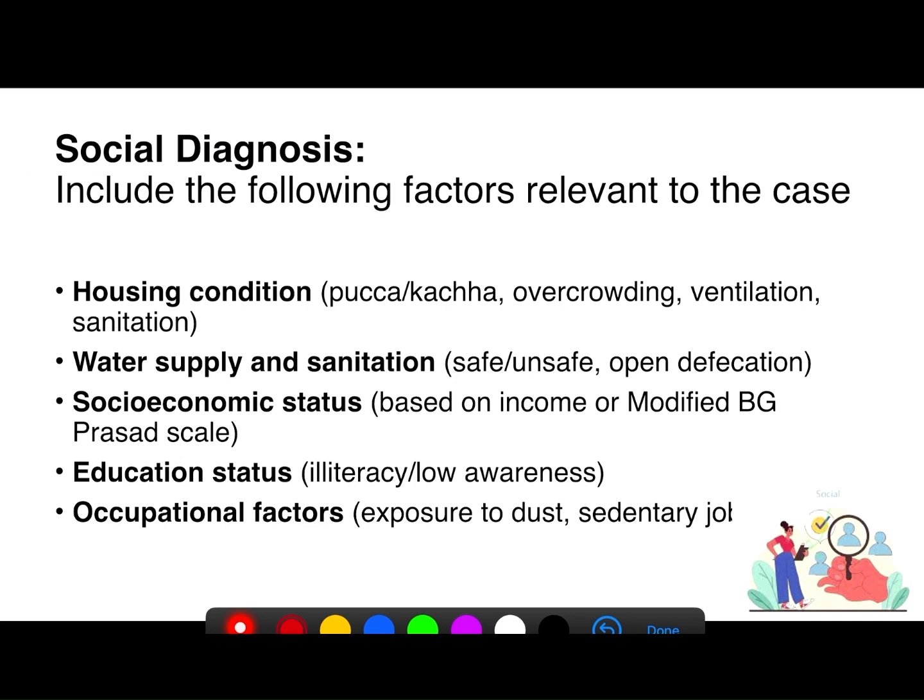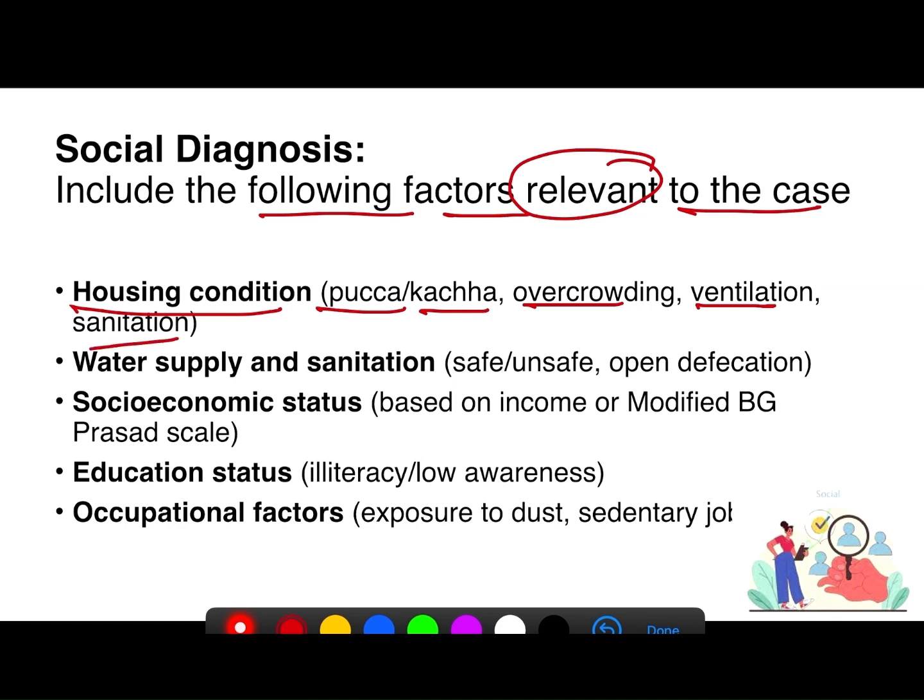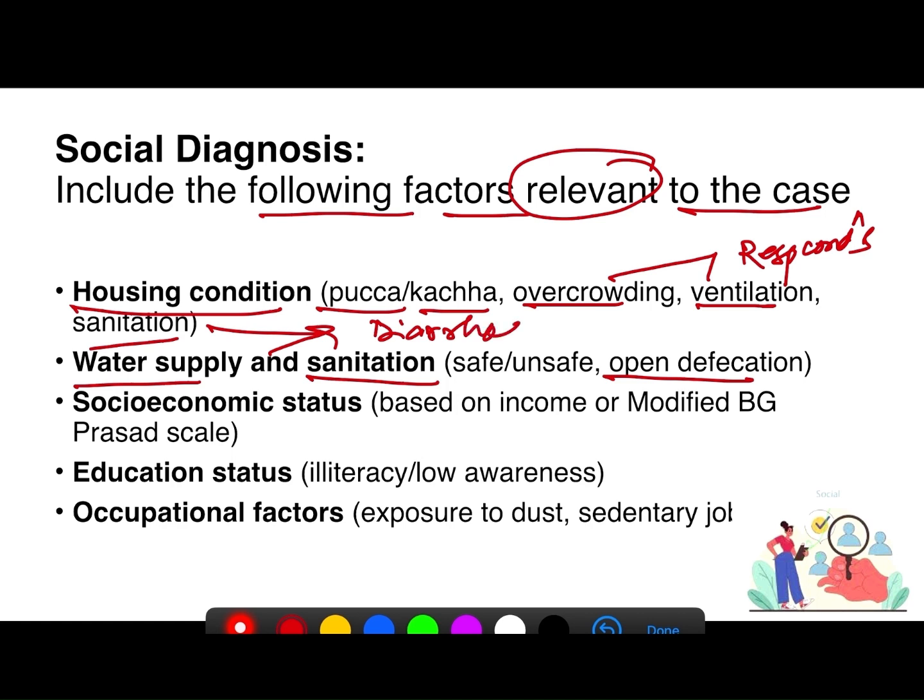So in the social diagnosis, we can include the following factors which are relevant to our case. Housing condition, that is whether the housing is pakka or kacha, overcrowding, ventilation, sanitation. Overcrowding and ventilation are particularly important in respiratory conditions. The status of water supply, sanitation, open defecation, these practices are important in diarrhea cases. What is the socioeconomic status of the patient?